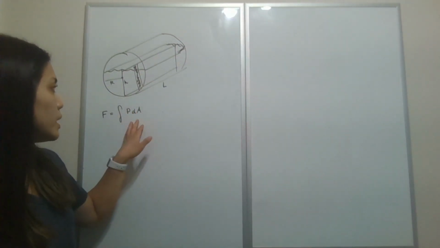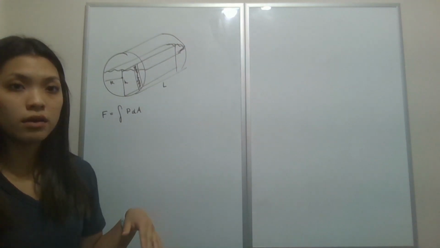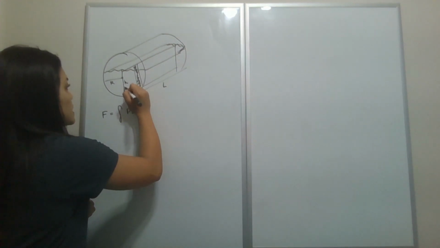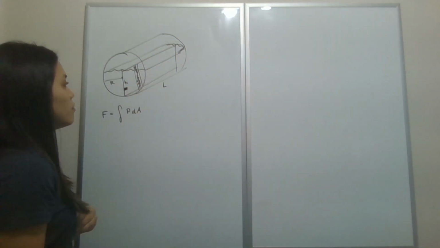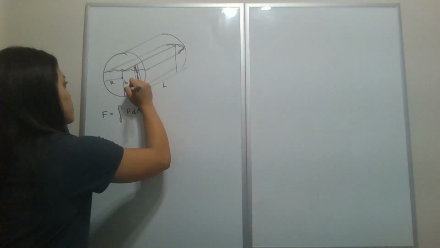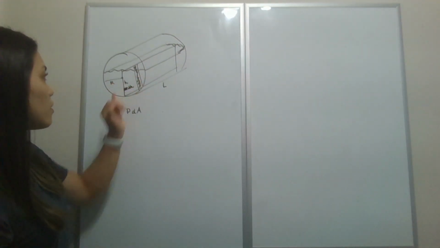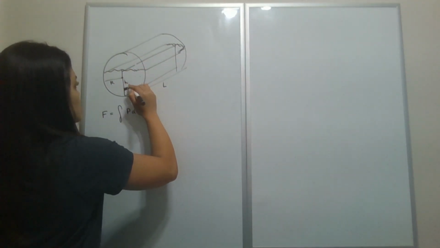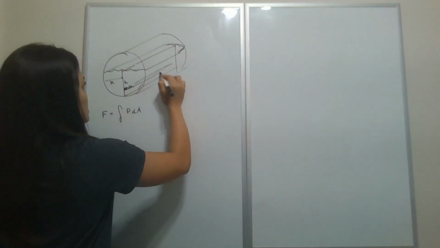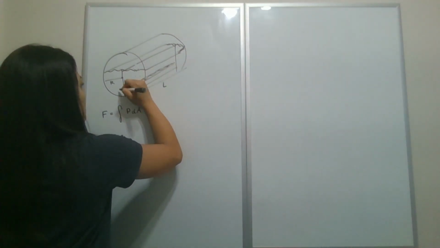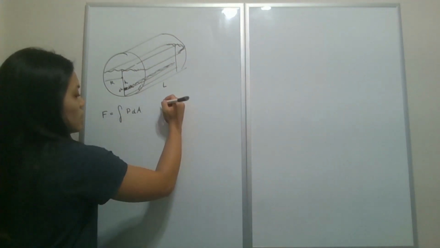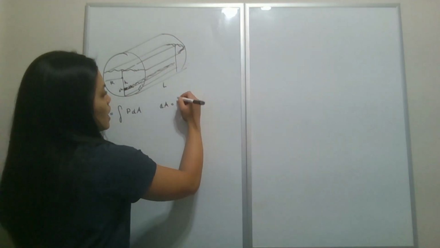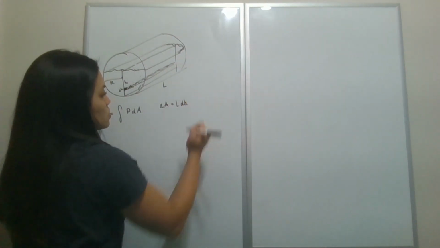We are not given the area, so we need to put this differential area in terms of the heights that we're given. What we can do is take a small section of the total height of the fluid and give that the differential height. If we were to cut it into slices, the area of this section is going to be the differential height times the length. So the differential area is defined as length times the differential height.